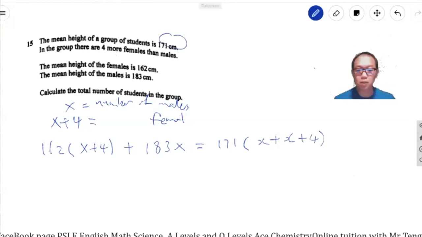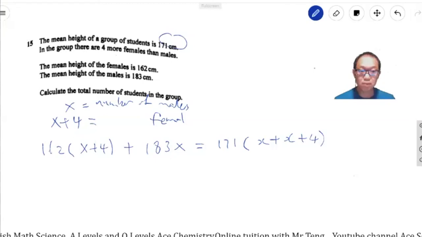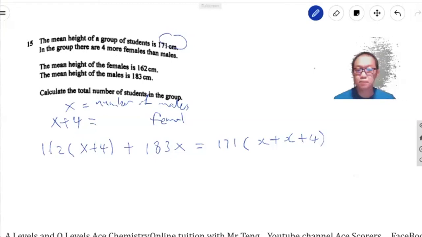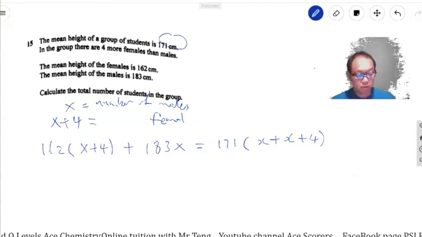So I'm not going to solve this. I believe you should be able to solve this thing. Just find x, and you will get x equals 28. All right. Next.